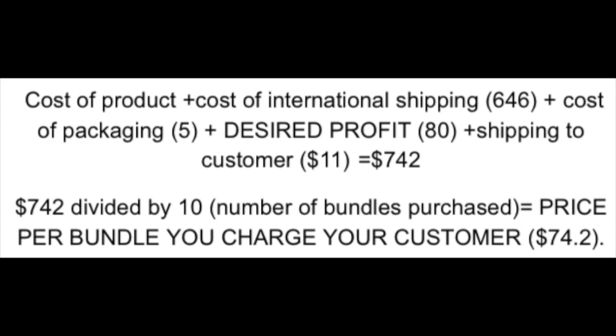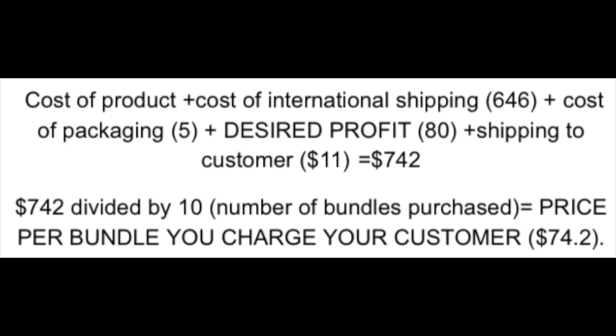So cost of product plus cost of international shipping is $646, plus packaging, which is $5, plus desired profit, which is now going to be $80, plus the shipping to your customer, which is $11, and that leaves you with $742. Now you're going to want to take 742 and divide it by 10.